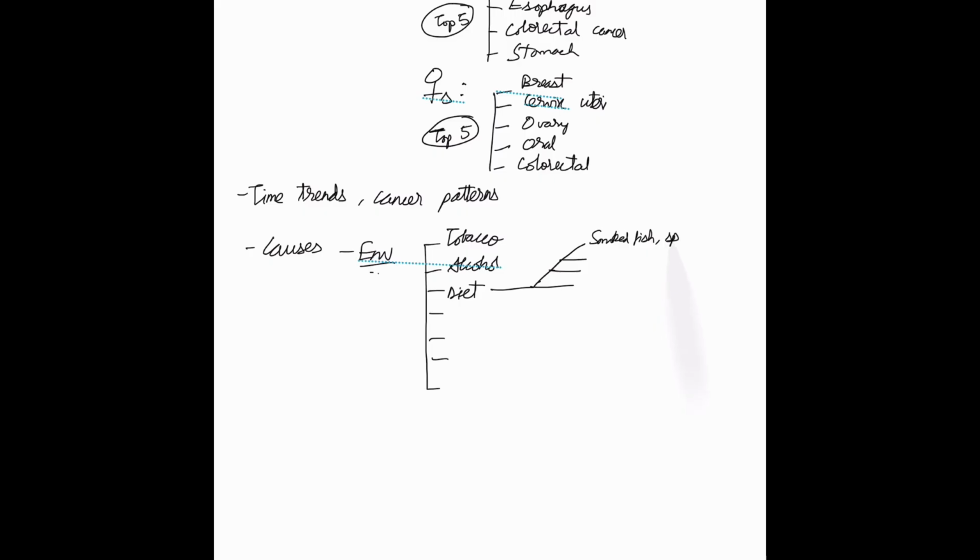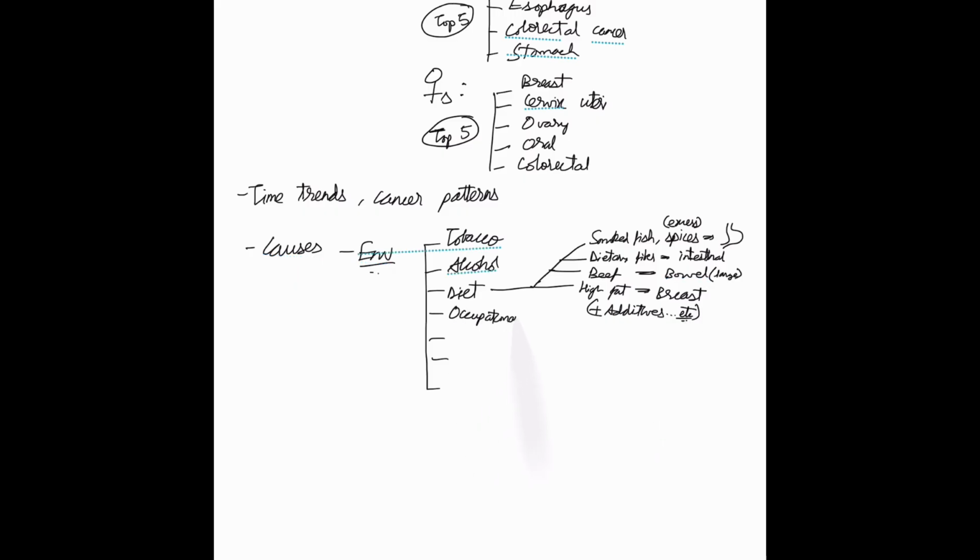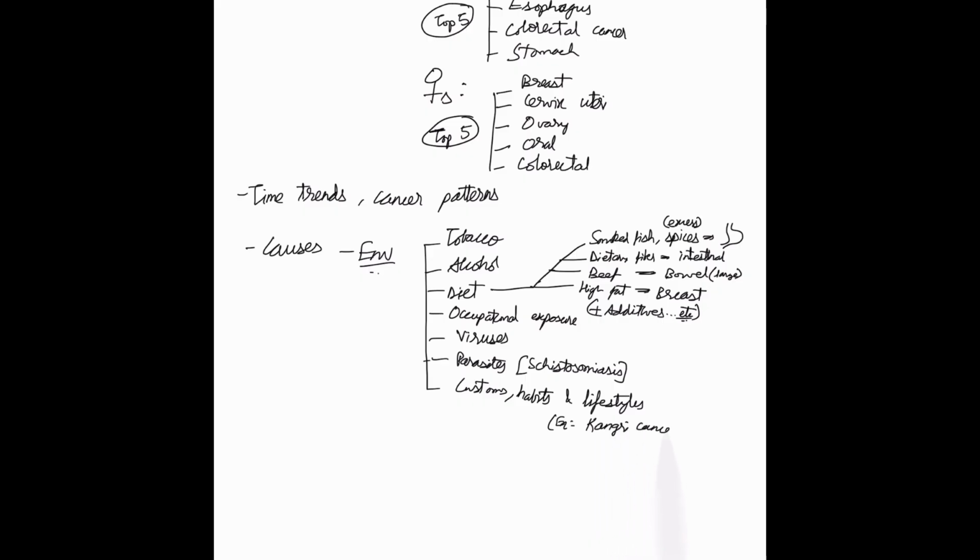And then the causes, which can be categorized into environmental causes that involve tobacco, alcohol abuse, and dietary habits. So smoked fish and excess spices predispose to gastric malignancy. Dietary fiber is linked with intestinal, beef intake with bowel, of course the large intestine, and high fat intake with breast malignancy, plus the cancerous effect of various additives, etc. Occupational exposure, viruses, parasites, notably schistosomiasis, customs, habits, and lifestyles, an example is Kangri cancer, and other factors also play a role. There are genetic factors as well.